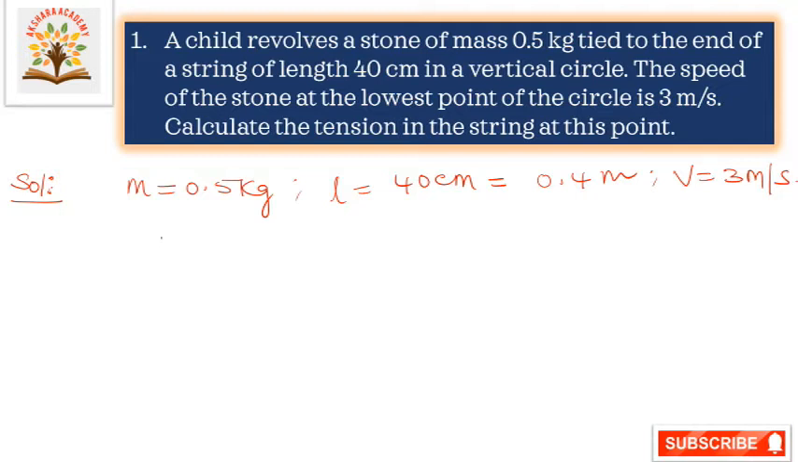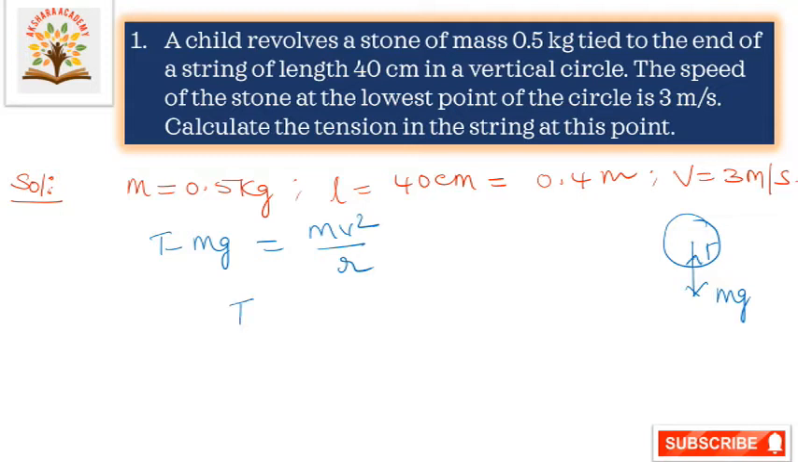Now T minus mg is equal to mv square by r. Suppose this is the circle. Here this is the tension, and vertically downwards is the gravitational force, that is weight mg acting vertically downwards. From this we write T is equal to mv square by r plus mg.